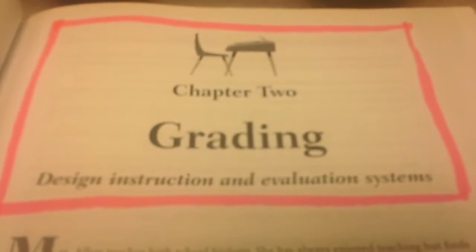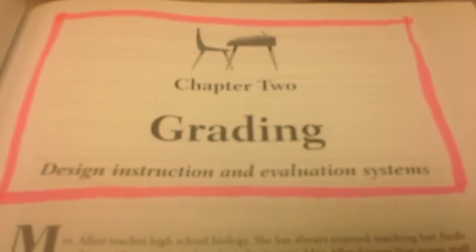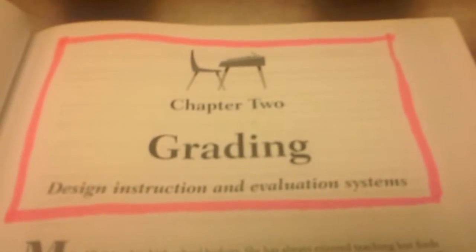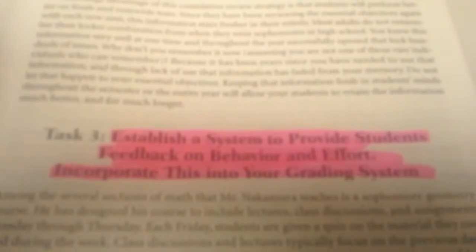So, my main focus as I look through this chapter seemed to fall on task 3, which is here, which was establishing a system to provide students feedback on behavior and good effort, and to incorporate this into my grading system. As I had said in my last video, one of my biggest problems is my student behavior. They're very apathetic, talkative, and what this particular task in Chapter 2 talks about is holding the students more accountable for their classroom behavior.